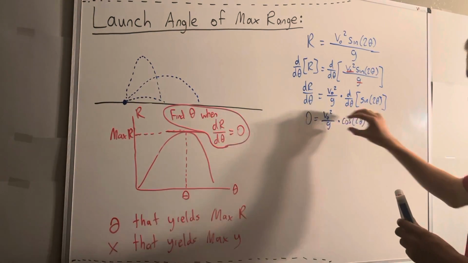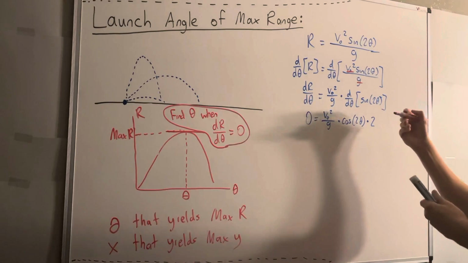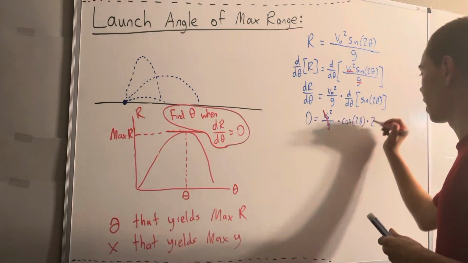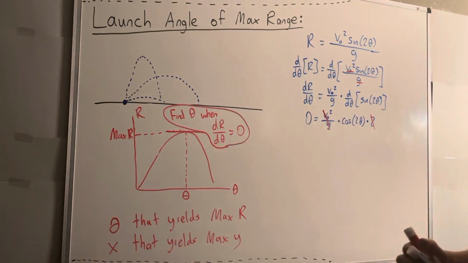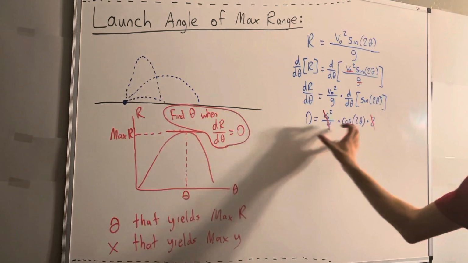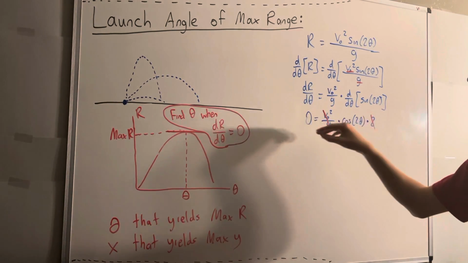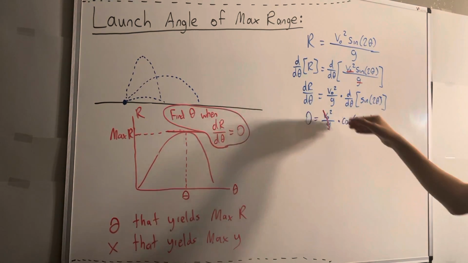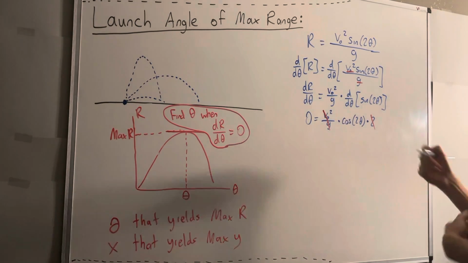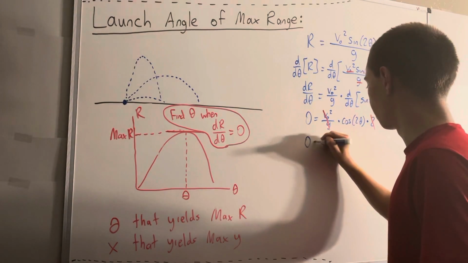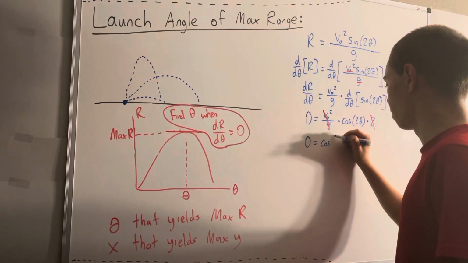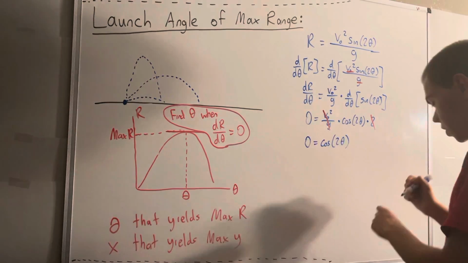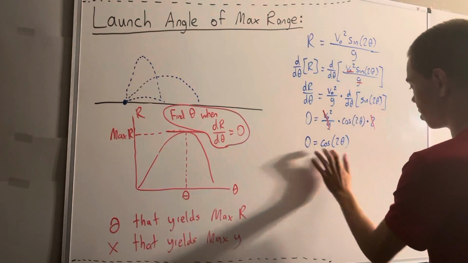Since our equation is set equal to 0, we can pretty much eliminate our constants. If we were to divide our constants on both sides of the equation, this side of the equation remains 0, and our constants are eliminated. And so really what we get is 0 is equal to the cosine of 2 theta. This is really the equation that we're solving.